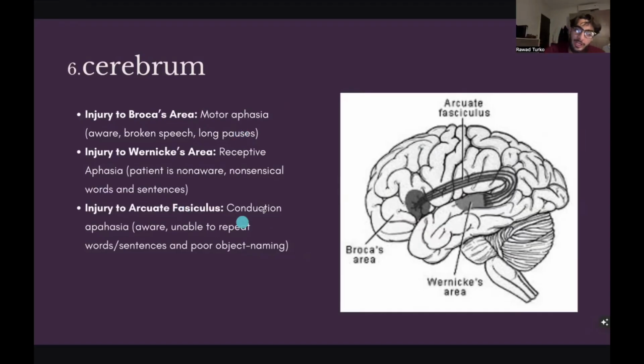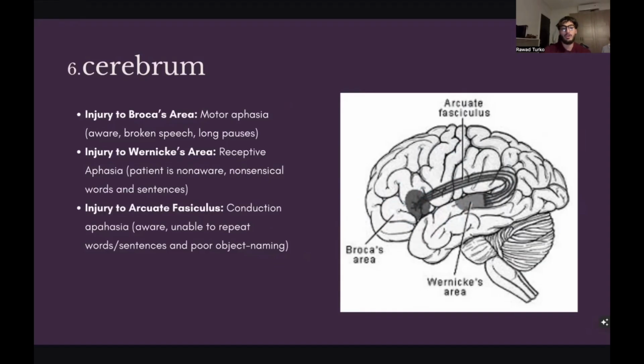So they are aware. Okay, and then you have this thing here called the arcuate fasciculus, which is connecting Broca's area with Wernicke's area. Now, what exactly it's responsible for is not completely clear, but we know that injury to the arcuate fasciculus leads to something called conduction aphasia. This is where the patient is aware, and the main thing is that they're unable to repeat specific words and sentences, and they have poor object naming. So you have motor aphasia, Broca's area; receptive aphasia, Wernicke's area; and conduction aphasia, injury to the arcuate fasciculus, which is connecting Broca's to Wernicke's area.